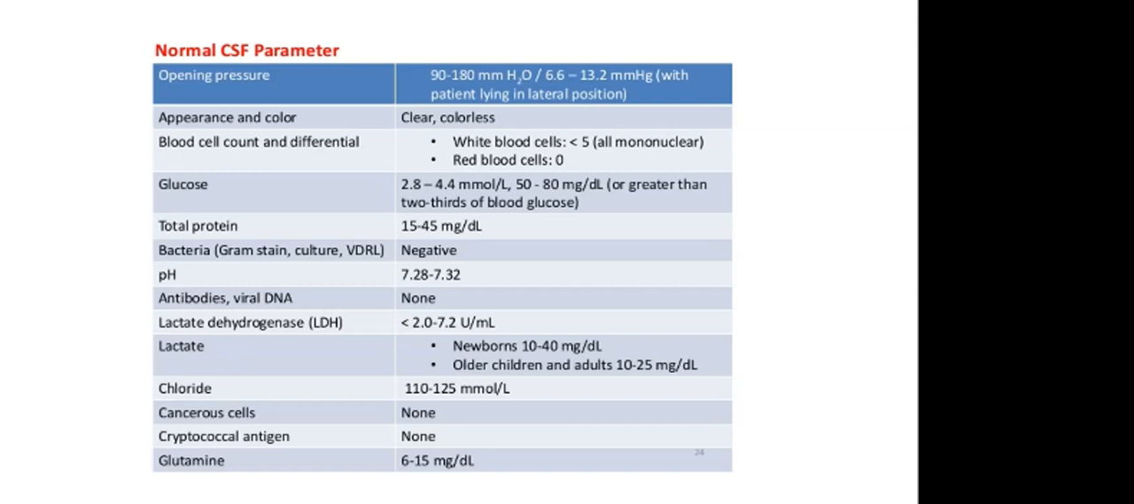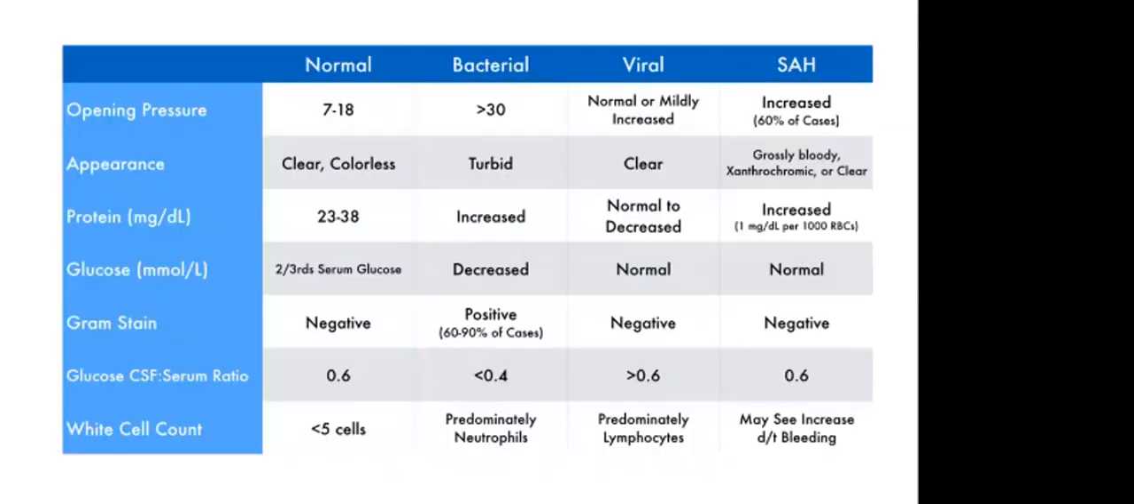So next. So this is important. We must differentiate between normal and other problems such as bacterial infection, viral, and also SAH, also TB. So I think you are familiar with this. So the normal is clear color. Bacterial gives a turbid color, viral is clear, and if the problem is SAH, subarachnoid hemorrhage, the color is bloody. So the protein is normal, 23 to 38. In bacterial, the protein will be increased, viral normal or decreased, and in SAH increased.